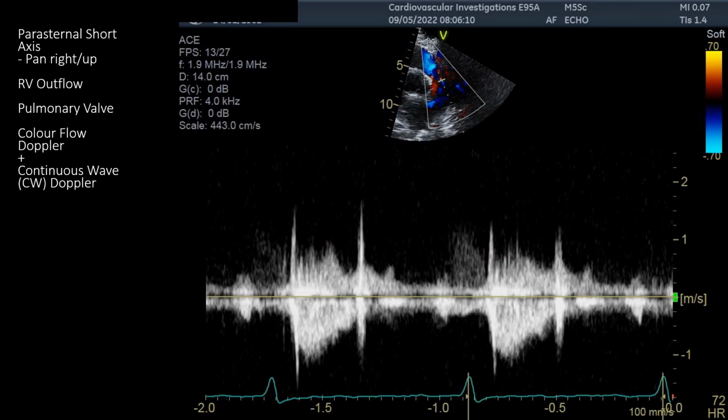Again, we've used continuous wave Doppler here to interrogate the blood flow velocities along that pulmonary outflow and across the pulmonary valve. And it's important to do this from different angles where that opportunity exists, as some regurgitant jets may not be visible on all views.